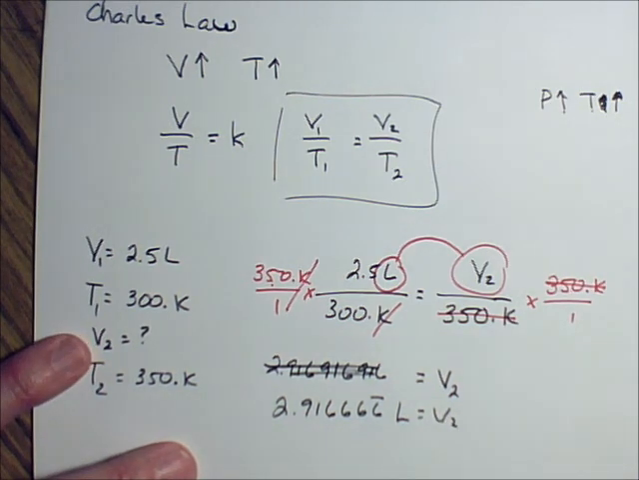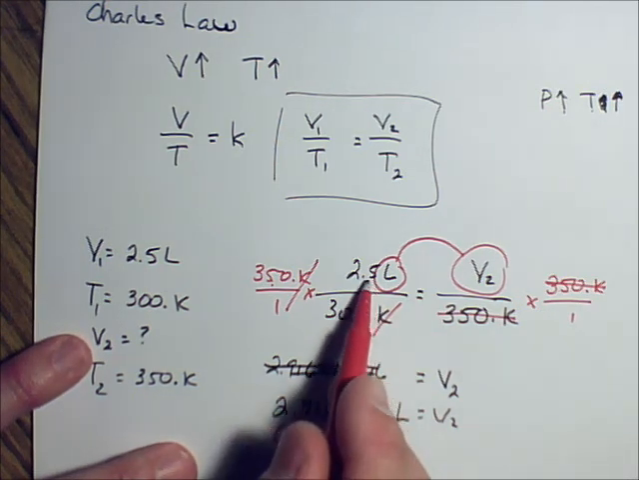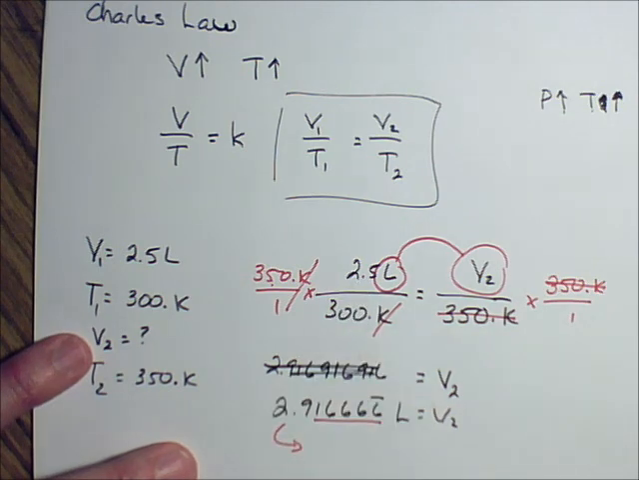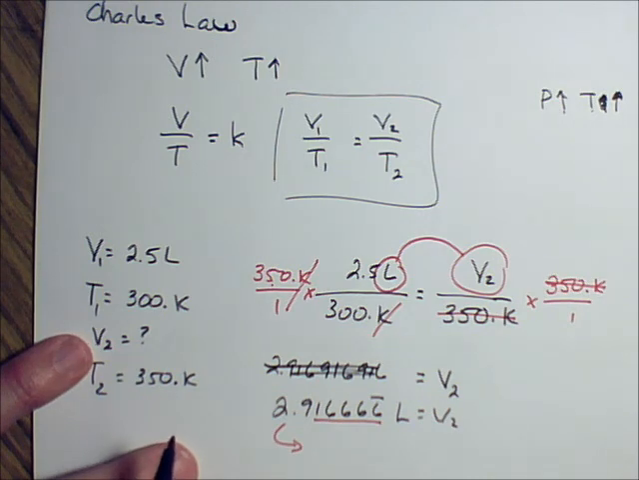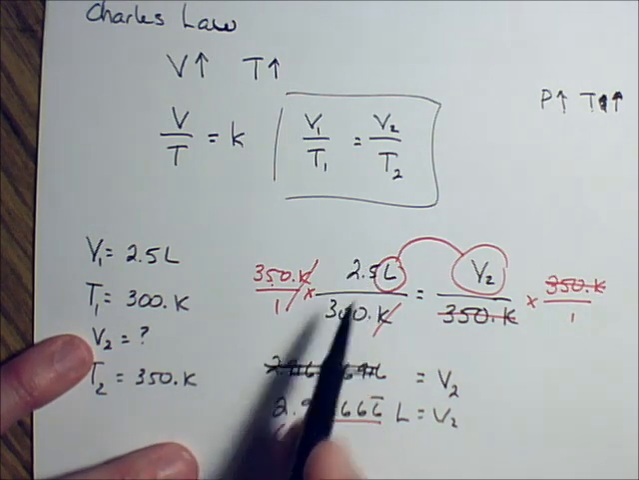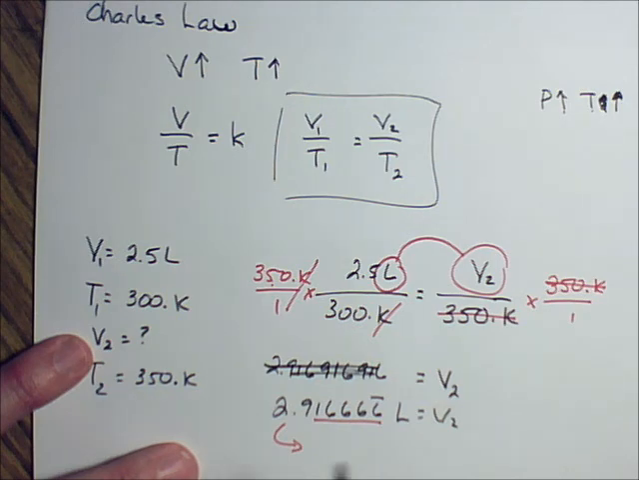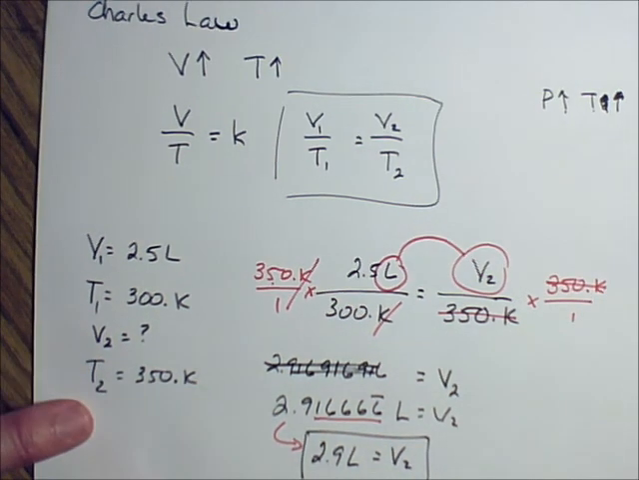And round it off to how many digits? 2.9. Two digits. What about the 3.9? That's 3 significant digits. 2.9. We want the one with the least digits. That's how we find our final number of digits. So 2.9 liters equals V2.